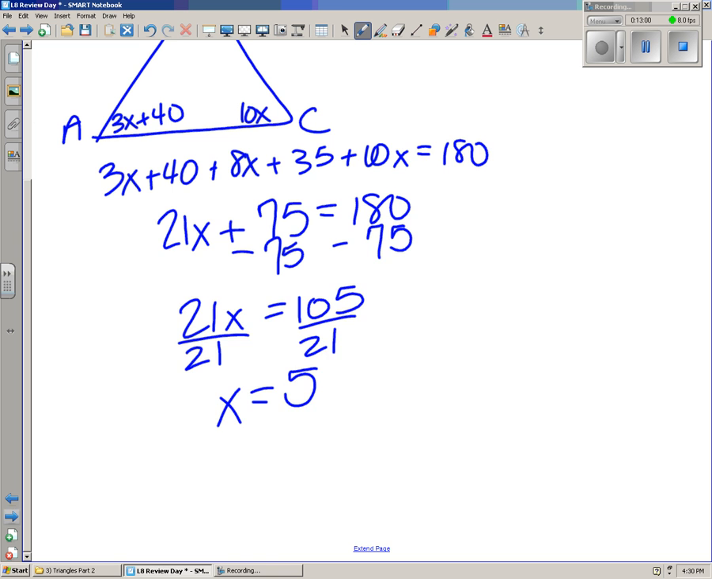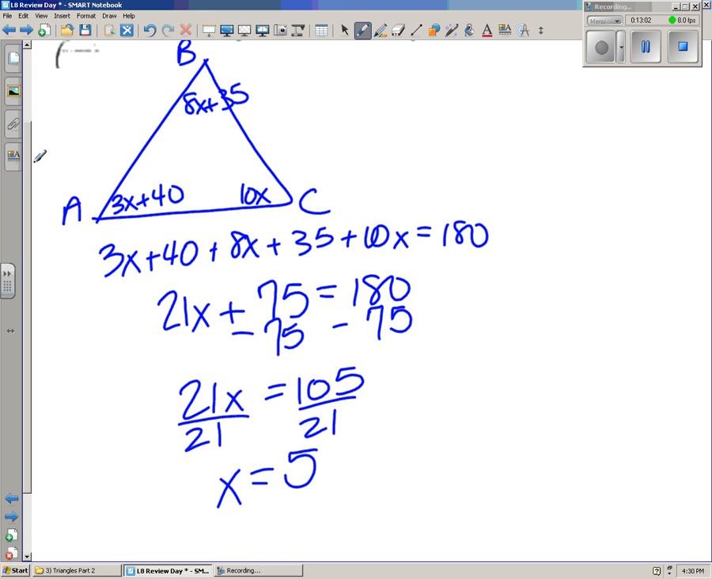Now x equals 5 is helpful in being able to figure out what the angles are. So 10 times 5 here, angle C is pretty easy. That's 50. 3 times 5 is 15 plus 40 is 55. And 8 times 5 is 40 plus 35 is 75. So now we have those three angles.